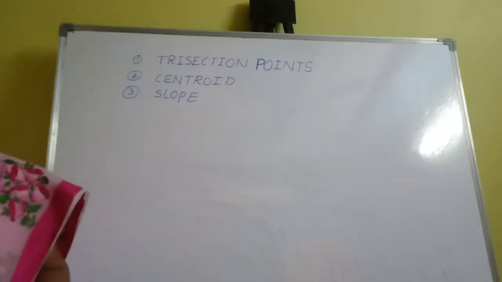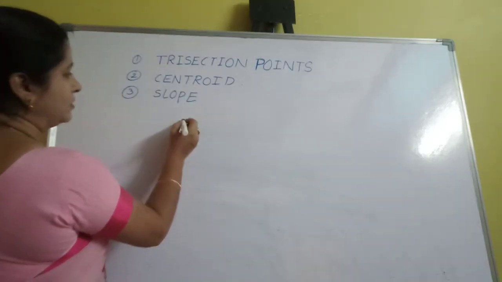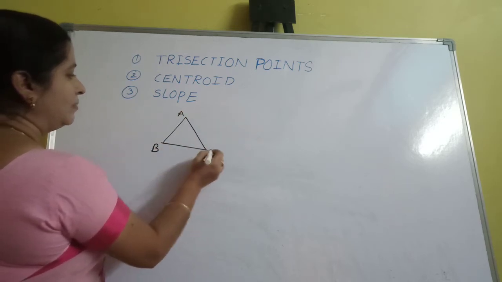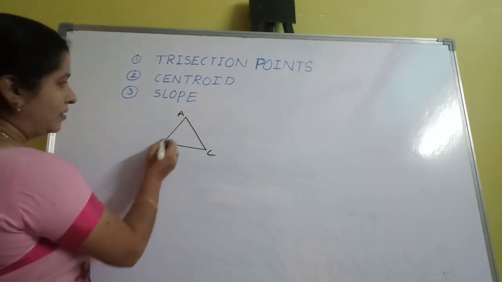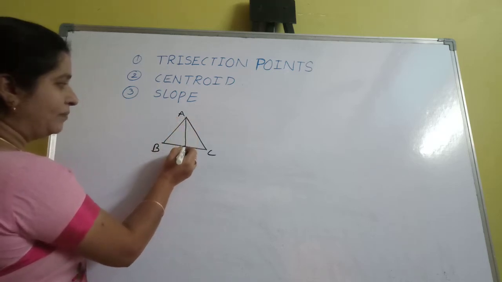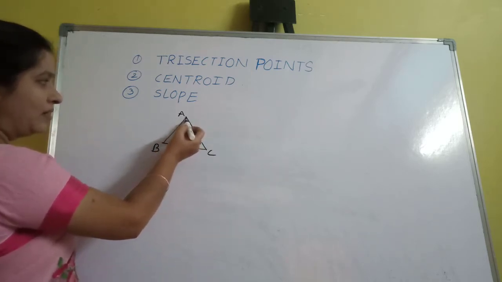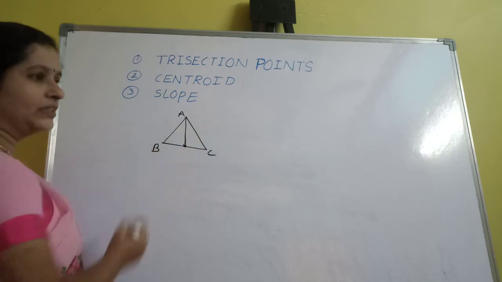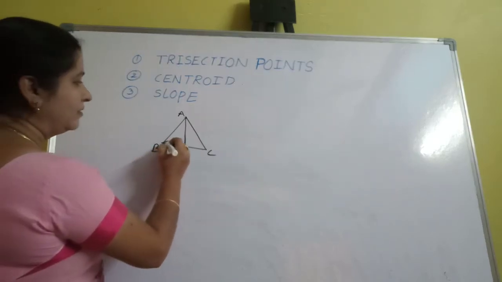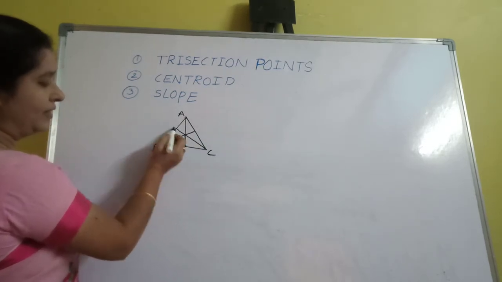It is a 1 mark question. Find the centroid of the given points. Suppose this is a triangle ABC. Median means the line joining the vertex to the midpoint of the opposite side is called a median.